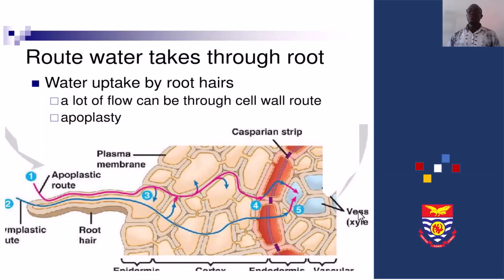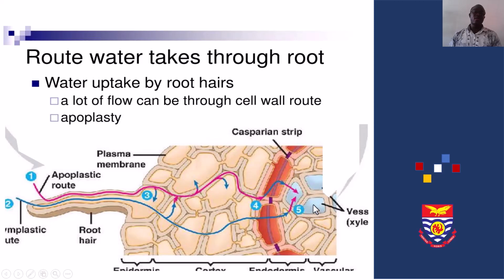A typical root, water uptake through the roots. So we have water uptake by root hairs. A lot of flow can be through the cell wall route, the apoplastic route. So the apoplastic route begins from 1 and moves through. We have 3 here. The symplastic route begins from 2 and it moves in that direction towards the epidermis, the cortex, and the endodermis and the vascular bundle.